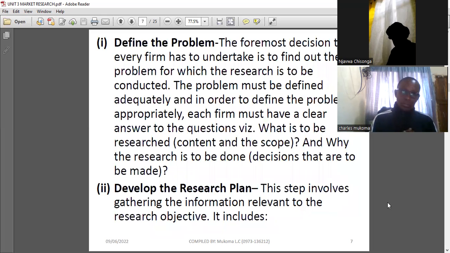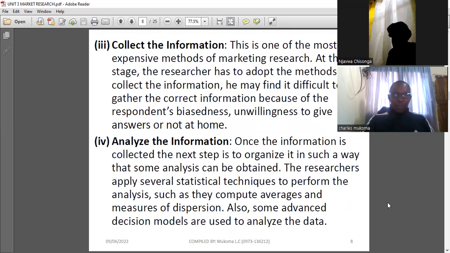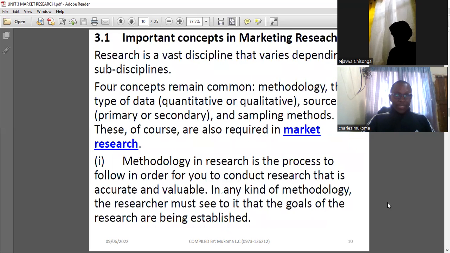Okay, so now the next slide is just giving you the details of what we were explaining, defining the problem. The foremost decision that every firm has to undertake is to find out the problem for which the research is to be conducted. So the problem must be defined adequately. You must know what a problem is exactly, because you may get wrong information. Okay. So all these slides are all about what we are discussing.